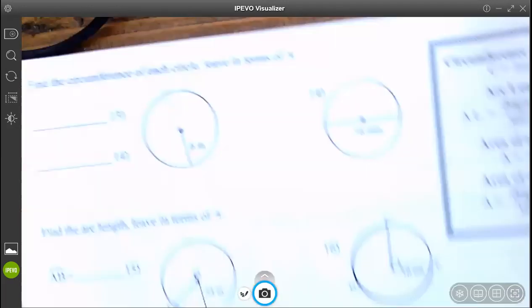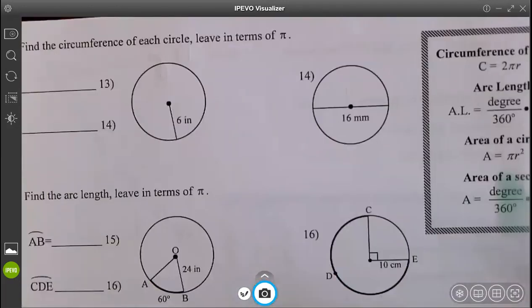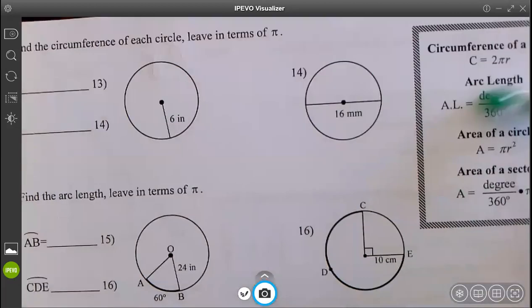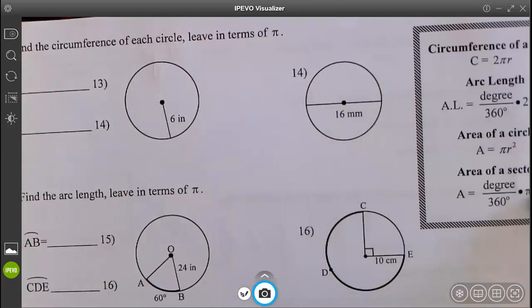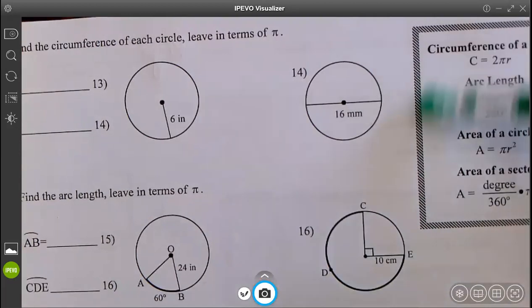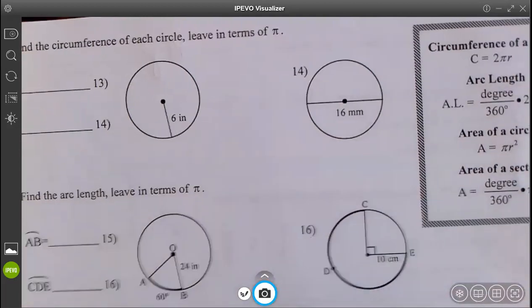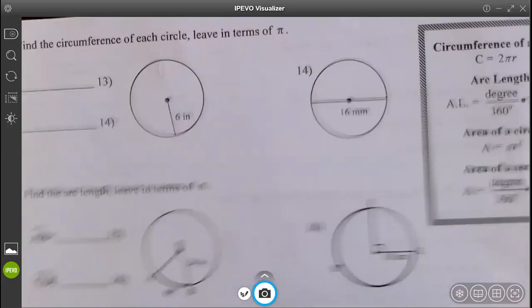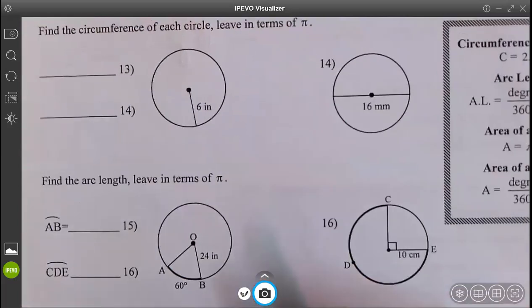Okay, so 13, 14, and basically the rest of the page here is all focusing on these formulas, and on the test you will see these formulas right above the section that you're going to use them for. So you do have them there to look at, but I'm sure you will have your notes out as well to refer to. So this is talking about circumference.